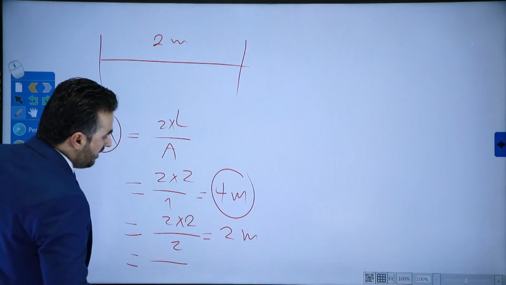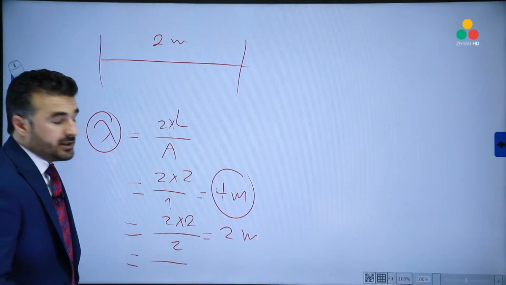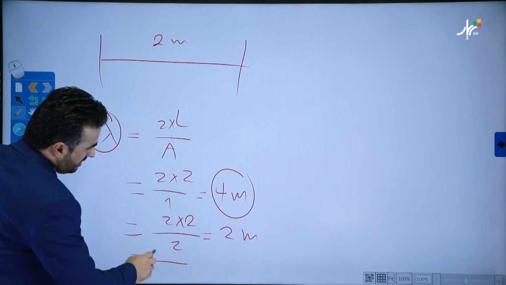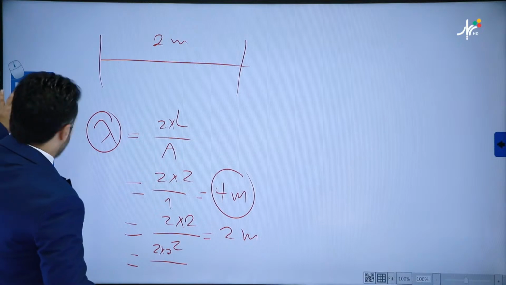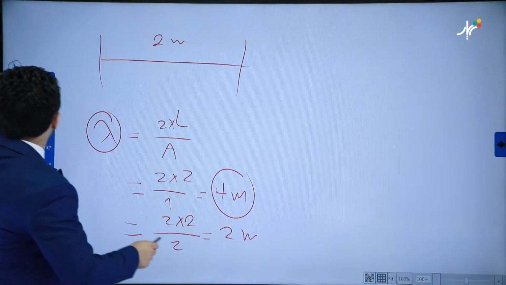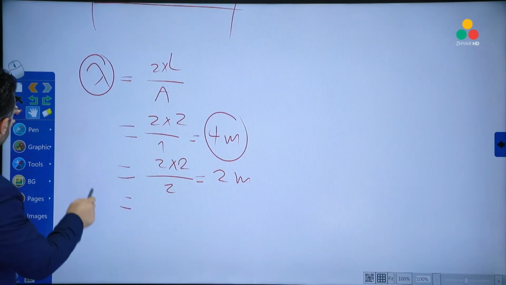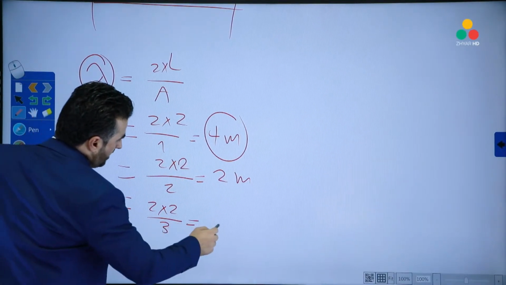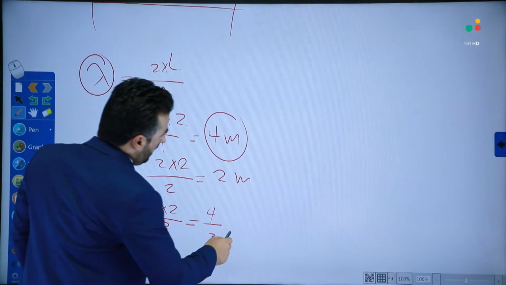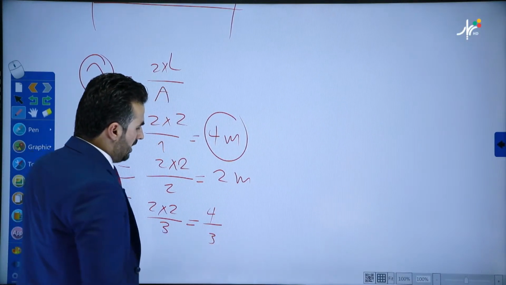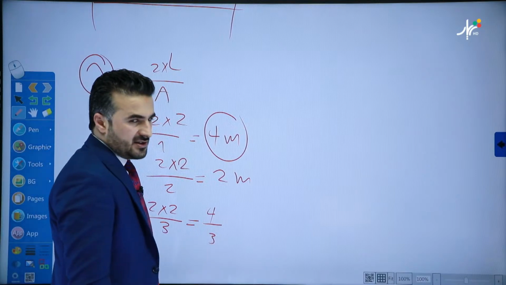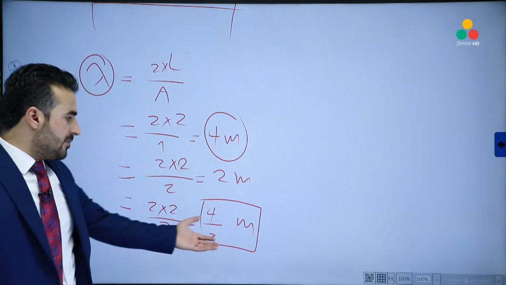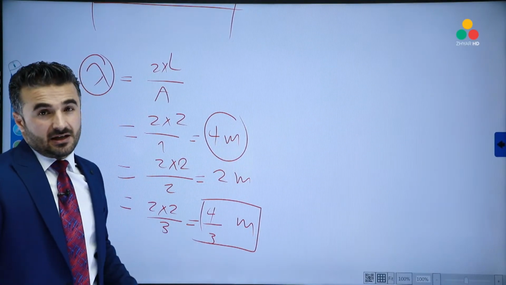Another one, let's say if we have 3 antinodes. So 2 times 2 divided by 3, that is basically 4 divided by 3, which is equal to 1 point something. If I'm not mistaken, is it 1.3 or something? That is basically in meters. So a 1 point something meter wavelength would also produce a standing wave.